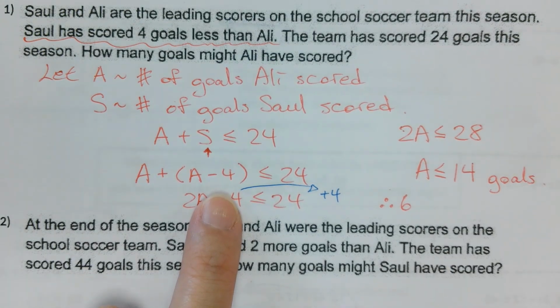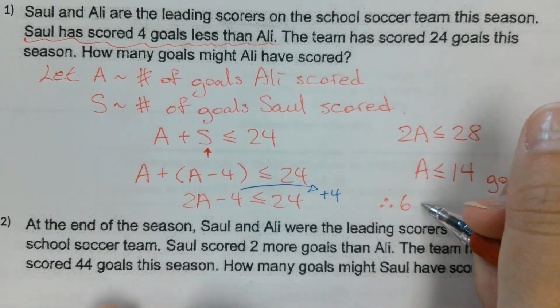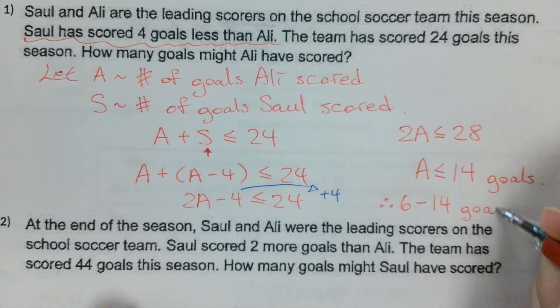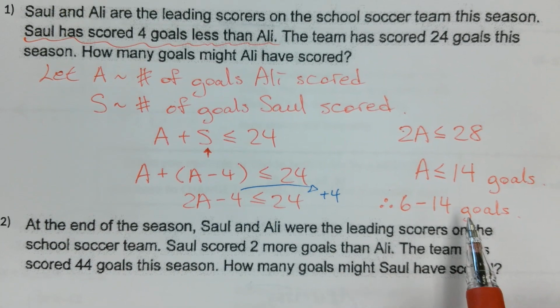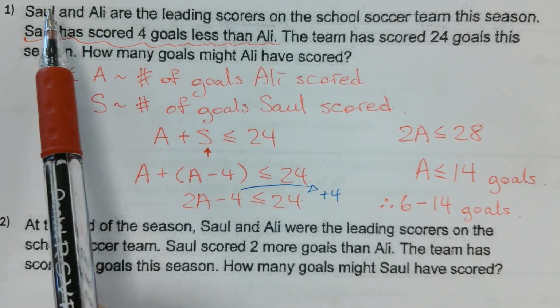How many are on the team though? It doesn't say. So you have to consider that they either all have to have scored 0 or 1. So 6 to 14 goals. Okay, does that make sense? Because they are the leading scorer.